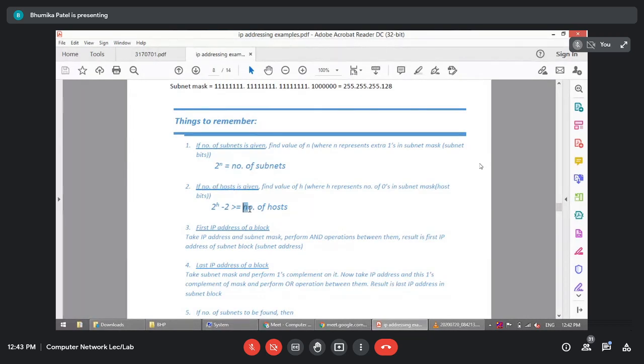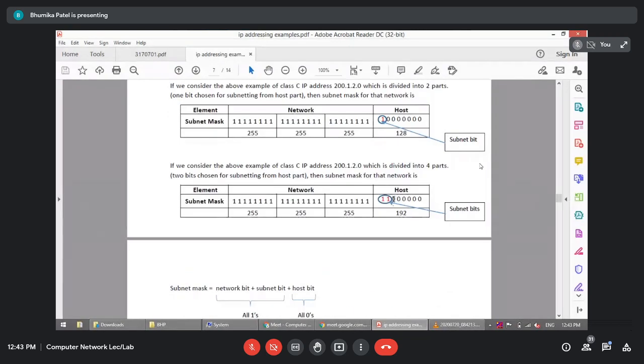So the number of hosts will sometimes be given in the question. So from that you can identify the value of h. This h represents the number of zeros in the subnet mask.